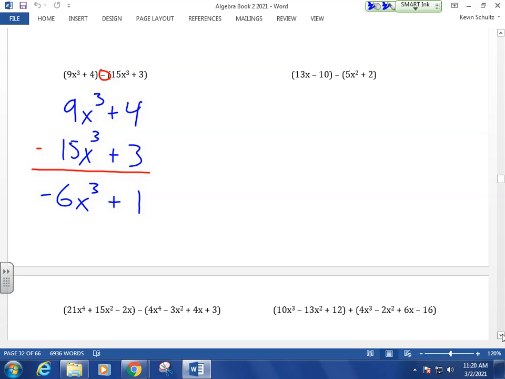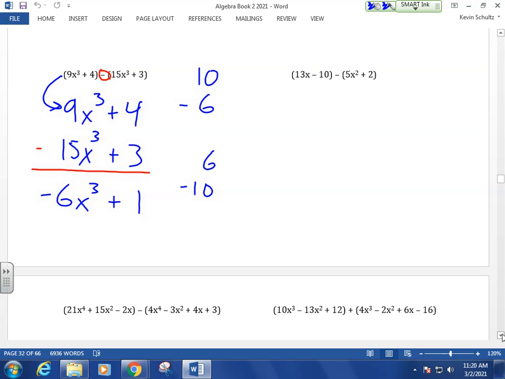Daniel? Yes. Well, if you put the 15x cubed up on top, yeah. If you did that, then your signs down here would just be opposite. It'd be a positive 6x cubed and a minus 1. It'd be like if I asked you to take 10 minus 6, and you said, well, can't I just take 6 minus 10? Well, no, because they're different values. So with subtraction, the order does matter. What's listed first should go on top.